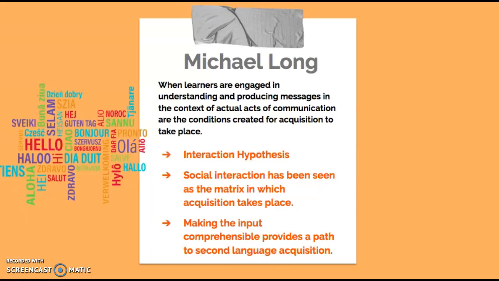First, Michael Long. He believed that when learners are engaged in understanding and producing messages in the context of actual acts of communication are the conditions created for acquisition to take place. It is in this environment where they are in true understanding of the actual language that they are able to acquire their second language. He believed in the interaction hypothesis, that social interaction has been seen as the matrix in which acquisition takes place. The input provided should be comprehensible and a path to learn a second language.